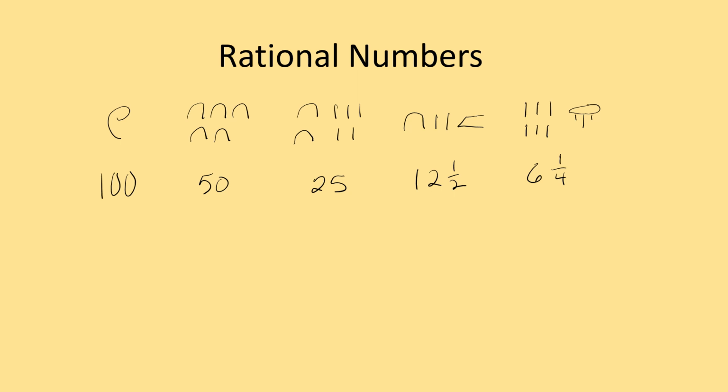These numbers are called rational numbers. In fact, even the previous numbers that I identified are rational numbers because they can all be written as numbers with a denominator. I could write this as 100 over 1. I could write this as 100 over 2. I could write it as 100 over 4, 100 over 8, and 100 over 16.